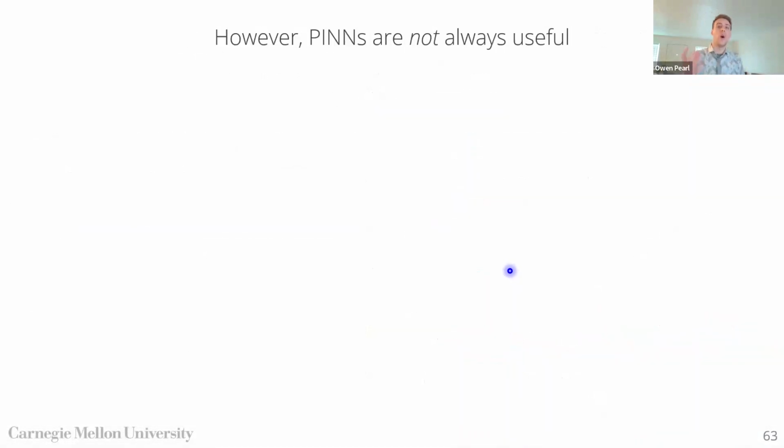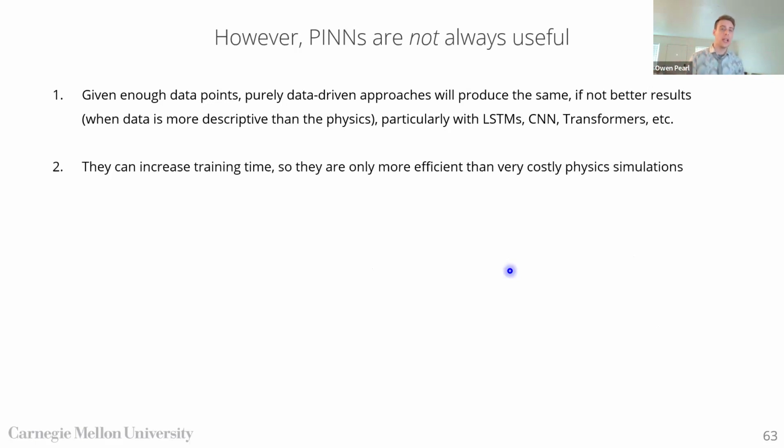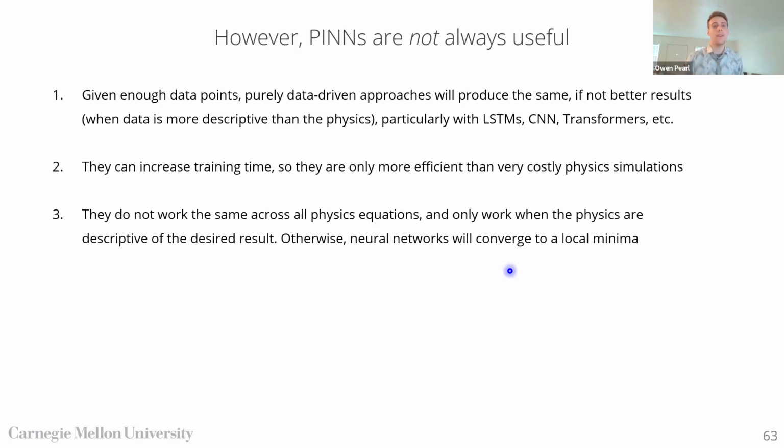However, PINNs are not always useful. If you have enough data points that cover the whole domain, a data-driven approach will produce the same results, sometimes even better. They can actually increase training time over vanilla neural networks, so you have to be careful about when they're actually going to be efficient. And they don't work the same across all physics systems, mainly because their convergence behavior can be very different. There's a lot of literature out there where you have to chop up certain domains of certain physics problems, otherwise you'll get convergence to strange local minima.